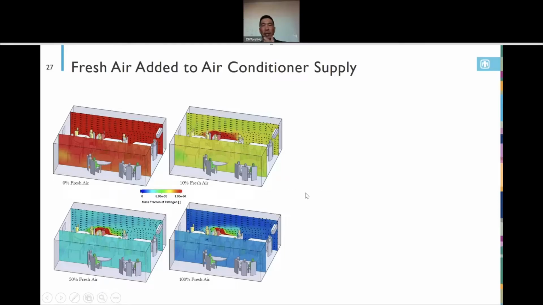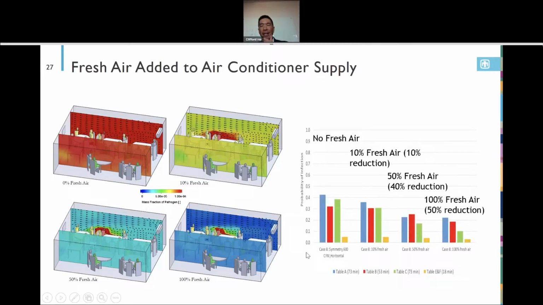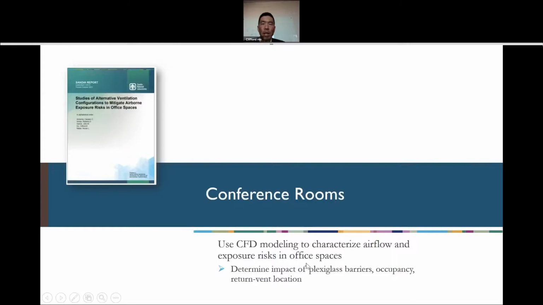These are the contour plots of the mass fraction of the pathogen. You can see that as you add more fresh air, you definitely reduce the concentrations. And if you look at the plot of probability of infection versus these different cases of increasing the fresh air from 10% all the way to 100%, you actually do get a significant reduction in probability of infection. Of course, the trade-off is energy requirements. Bringing in fresh air increases your energy requirements for maintaining thermal comfort, potentially.